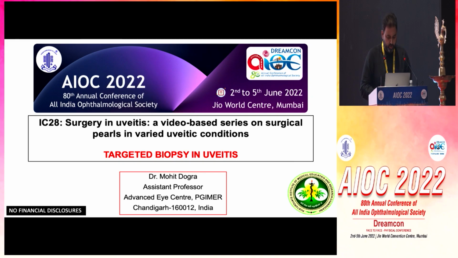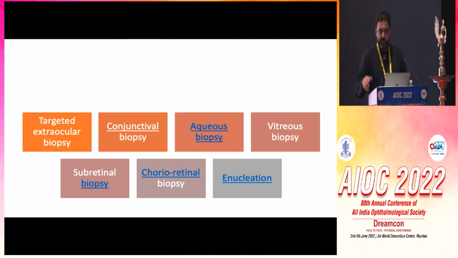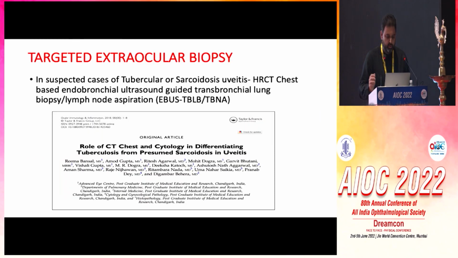It could be ocular, extraocular. It could be retinal, chorioretinal. It could be conjunctival, aqueous biopsy, depending on what you're looking at. Just quickly going to go through certain extraocular ones and then maybe get down to vitreous biopsy, depending on how much time we have. So typically, this is the commonest thing that you would do.